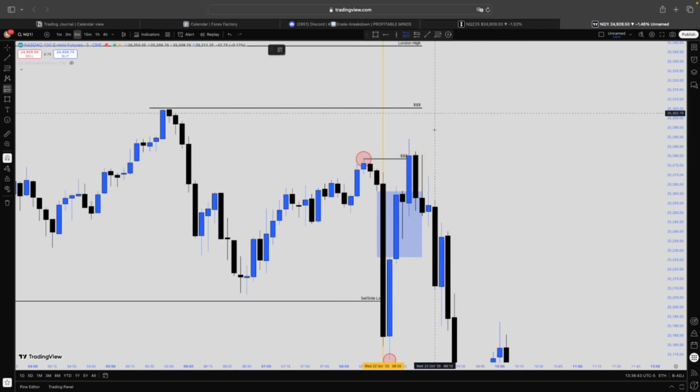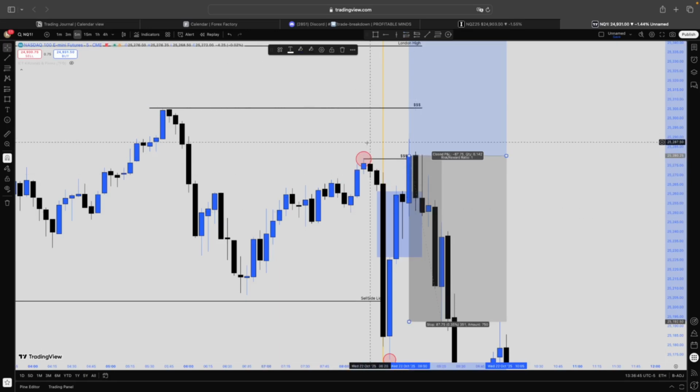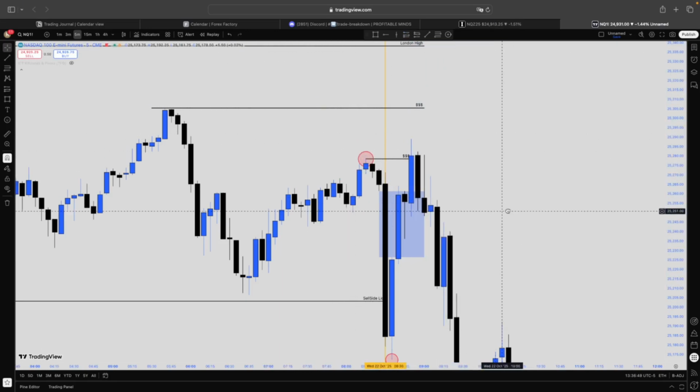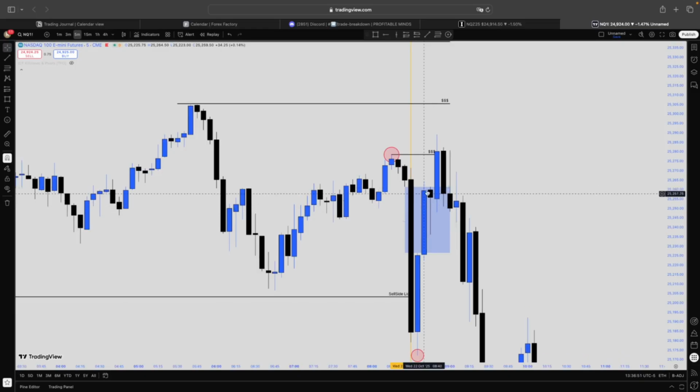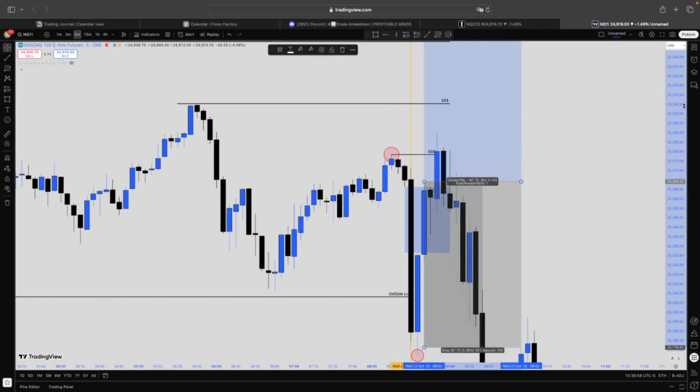So at this point, there's no reason for me to get in on this. This is my break even point. Maybe if this candle right here at 8:40, let's say we did close maybe above it, I still honestly would not have taken this because it's just too close to that high for my comfort.